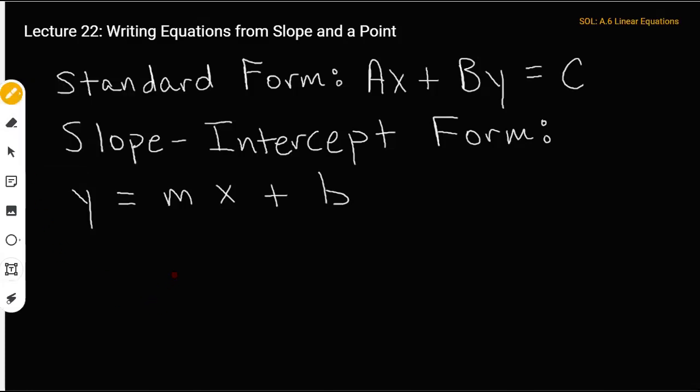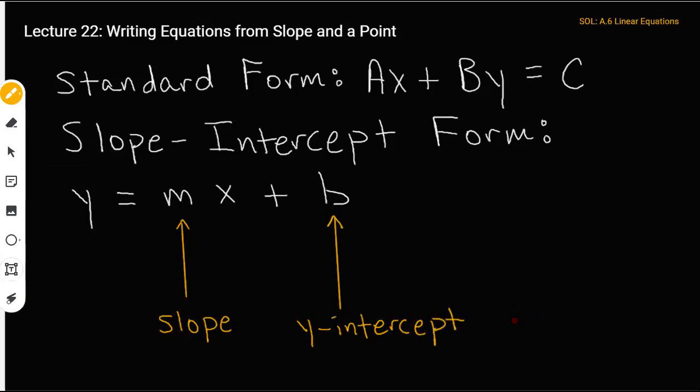So x and y are going to be variables as usual. M is going to be your slope. So I'm going to draw an arrow to that and I'm going to call it slope. And b is the y-intercept. So I'm going to draw an arrow to that and I'm going to label it y-intercept. These are the two numbers that you need to know to be able to write this slope-intercept form. The x and the y are just going to be variables. They're going to be given to you.